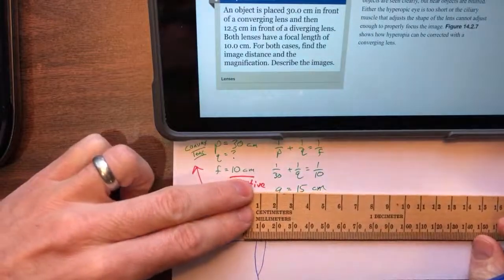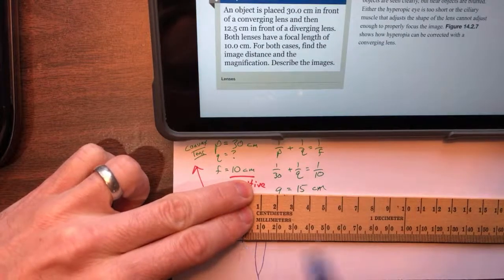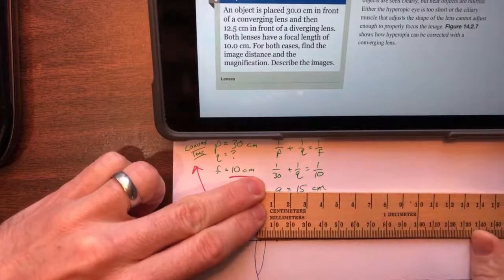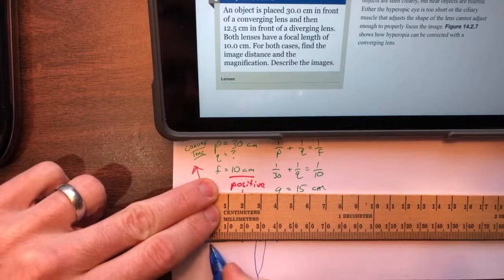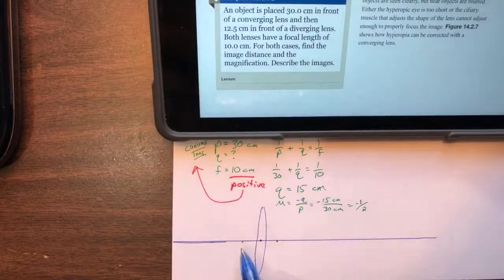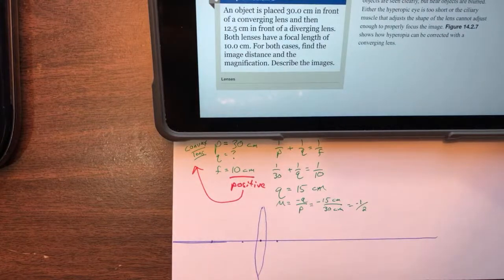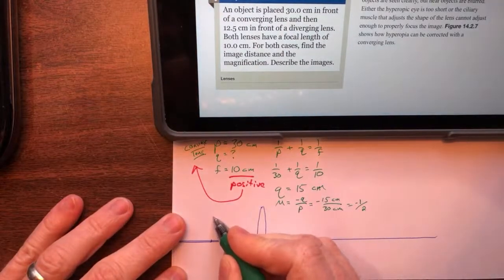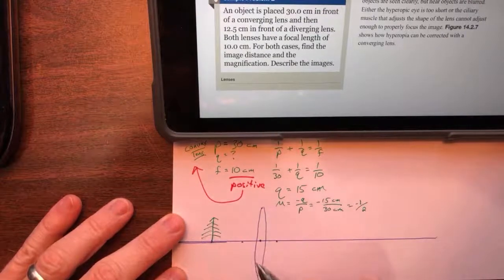So our focal point is 10, and then it's 10 on the other side, and our object is 30 centimeters away, just right there. So we have two focal points. You don't actually have to write them both; you just need the focal point over here, unless sometimes you do need the other one. We've got some object here. I don't care what the object is; I draw trees because I like trees.